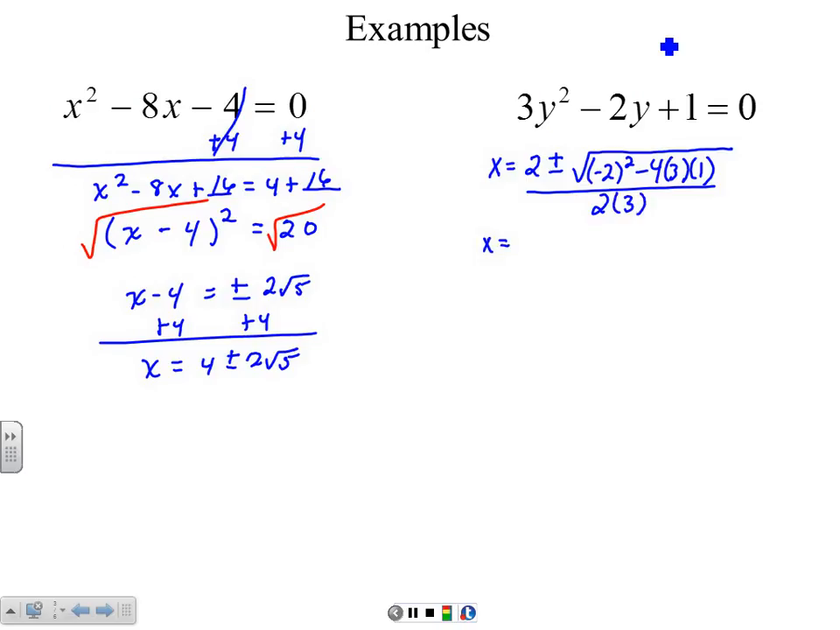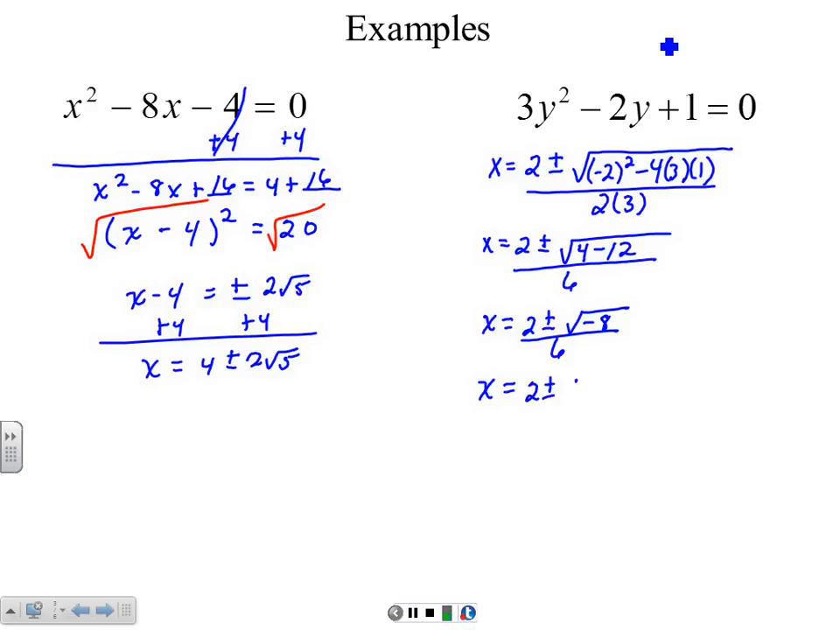So we're going to have x is equal to 2 plus or minus the square root. Negative 2 squared is going to be 4. Negative 4 times 3 times 1 is going to be negative 12, all over 6. And then you'll have 2 plus or minus the square root of negative 8, and that tells me that it would not factor. So even if I tried to factor, it would not factor because the negative underneath the radical tells me that I'm going to have a complex fraction. And so we'll have 2 plus or minus the square root of negative 8.